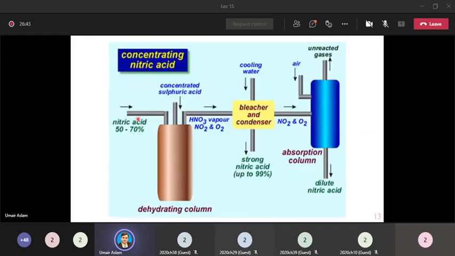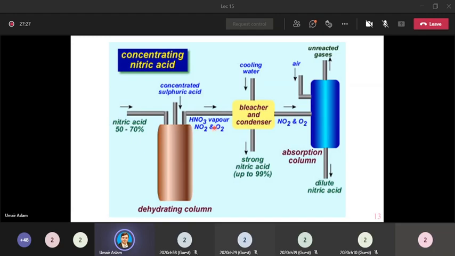Firstly, weak nitric acid is passed through a dehydrating column where we will add concentrated sulfuric acid, and as we all know, sulfuric acid is a very good dehydrating agent. So this sulfuric acid will absorb the water content of this weak nitric acid and will convert this nitric acid into a 99% concentrated nitric acid. In doing so, some decomposition of nitric acid may take place, and as a result, we can have NO2 or O2 or even NO as well here.